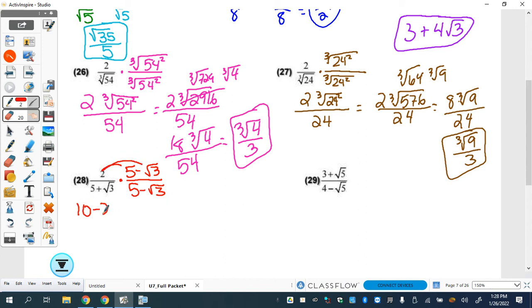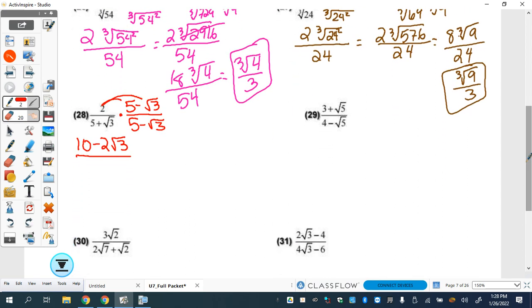So in the numerator, I would get 10 minus 2 radical 3 when I multiply. My denominator, we just have to multiply the first, so 5 times 5 is 25. Multiply the last, radical 3 times negative radical 3 would give me negative 3. So in that denominator, it's 25 minus 3, 22. 10, 2, and 22. I can divide those all by 2. So I get 5 minus 1 radical 3 all over 11.